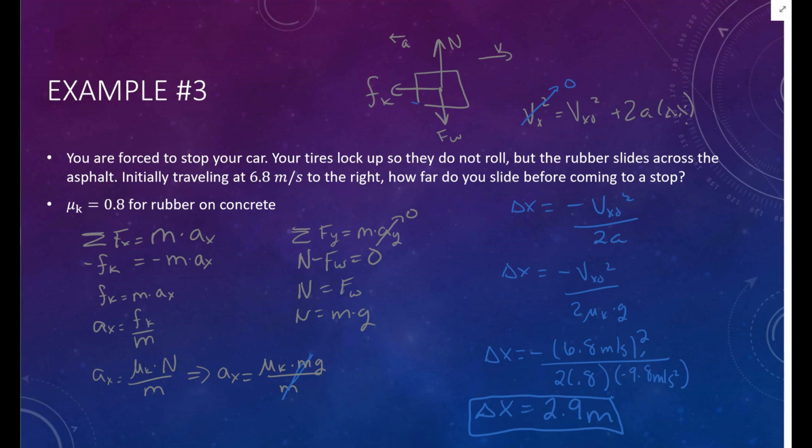What if I doubled my speed? By how much more would my distance increase? 4. By 4. Yep. Because of that v squared term, if I double the speed, I will now have a stopping distance 4 times larger.